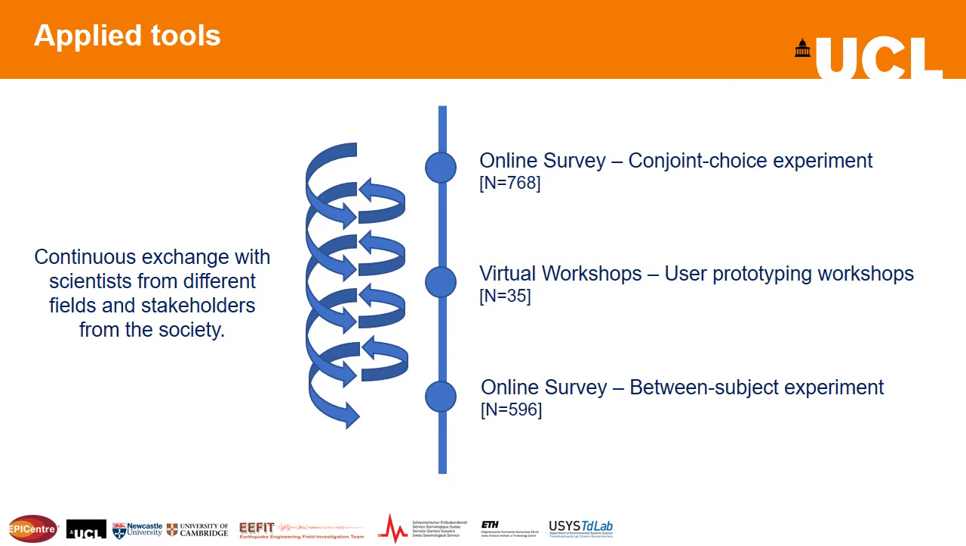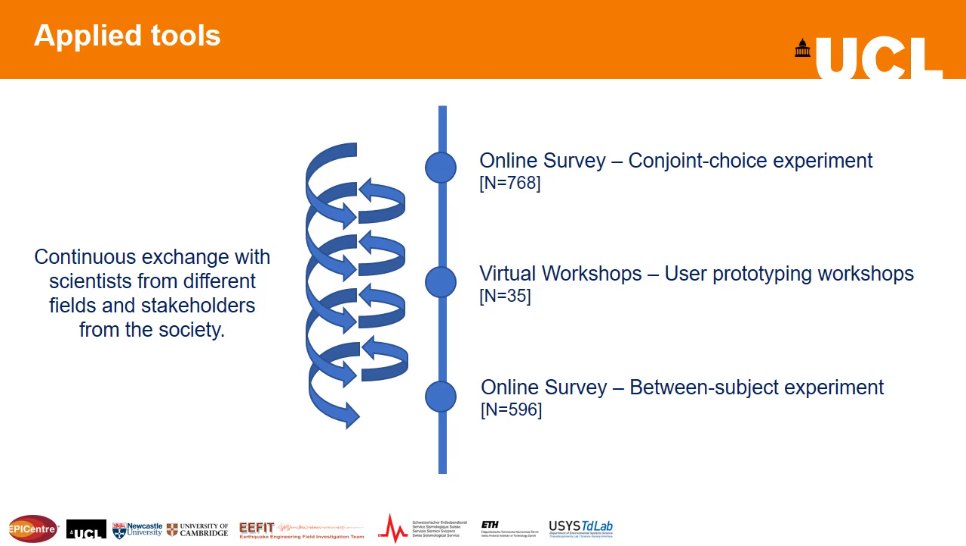Our target audience from the society is the public, therefore in the next 5 minutes I will present you 3 studies we conducted with the general public. The first study is an online survey with a choice experiment, which was mainly used so far for market research. However, in the last years, also political scientists use this method. We used it to test different design options.